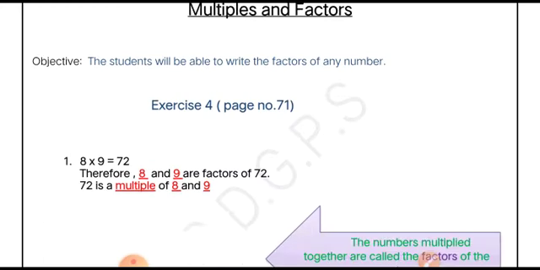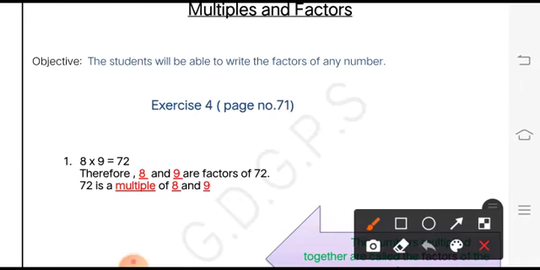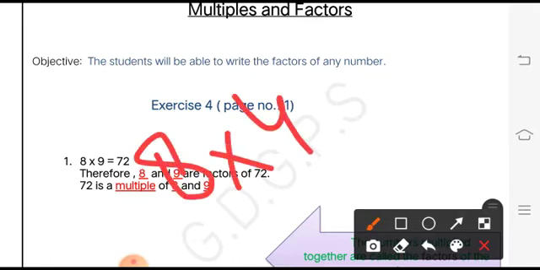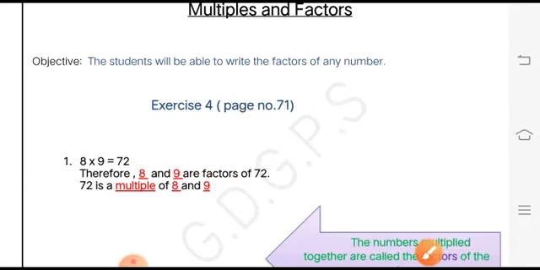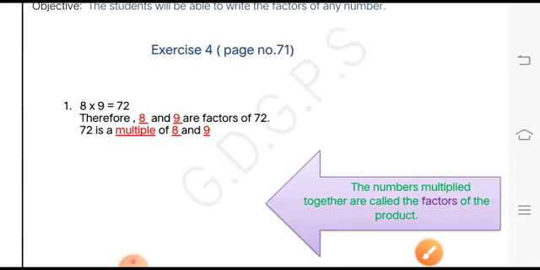Dear kids, today we are going to discuss exercise 4. In the previous video, we already discussed what factors are and what their properties are. We know that a number is said to be a factor of another number if it divides the number exactly. If we have two numbers, say 8 and 4, their product is 32, then 8 and 4 are its factors. That means 8 divides 32 exactly and 4 divides 32 exactly. This is what we call factors.